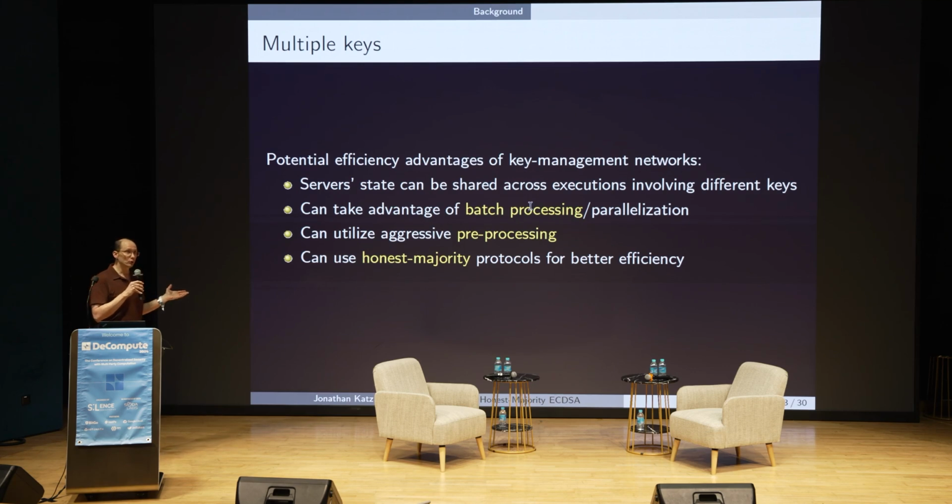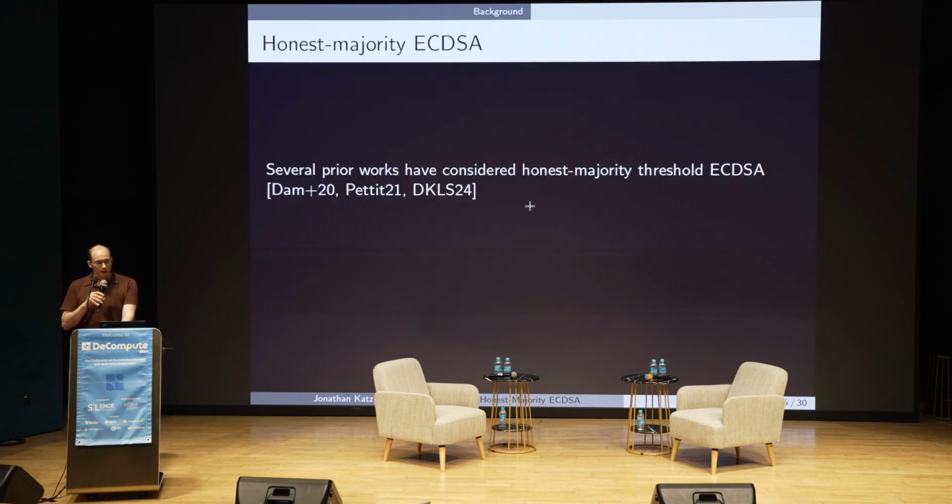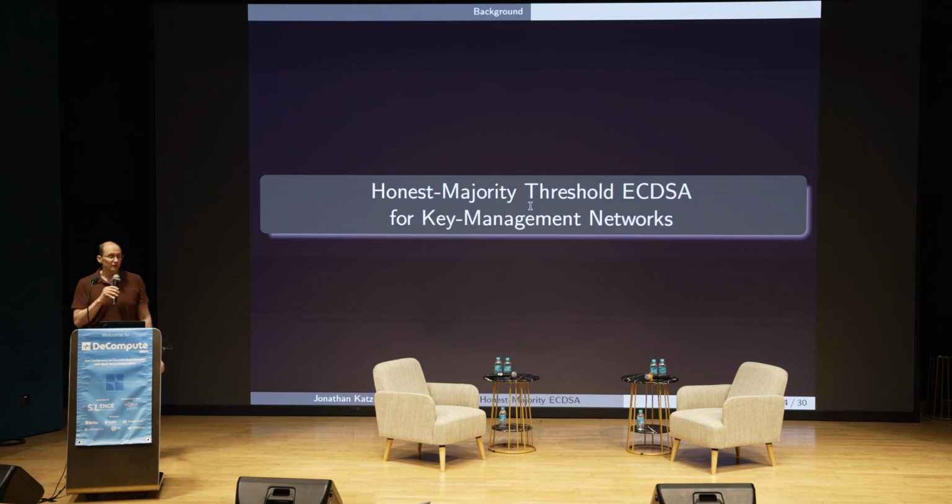And then, as I mentioned earlier, you can use more flexible thresholds, and in particular, you can at least imagine using an honest majority protocol rather than a dishonest majority protocol. Honest majority protocols in general are going to be much more efficient than what you can obtain for a dishonest majority protocol. So with that in mind, I want to now talk a little bit about honest majority threshold ECDSA, and in particular, for key management networks. The kind of optimizations we're going to be talking about really only make sense in a network where you have the same set of parties who are running a threshold protocol on behalf of many different keys.